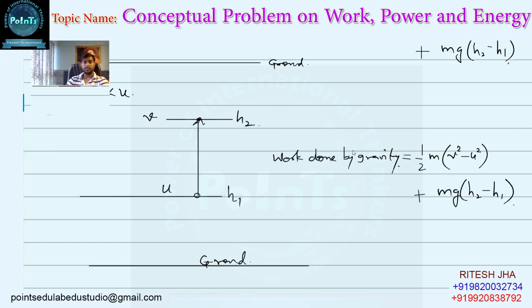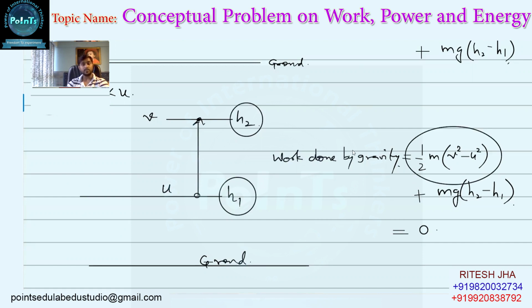But the thing is, this work done by gravity will be zero in this particular case, overall. Why will the work done by gravity be zero when it is going from H1 to H2? Because the two should be the same, no? Because this change is the same and opposite, so they cancel each other.